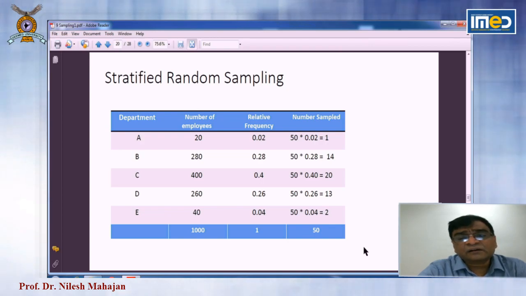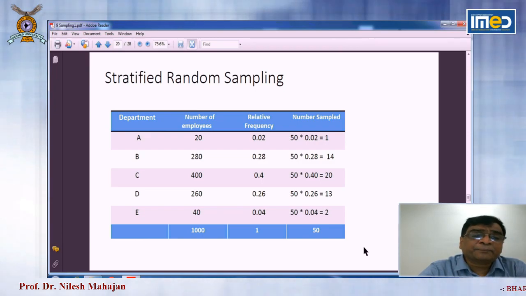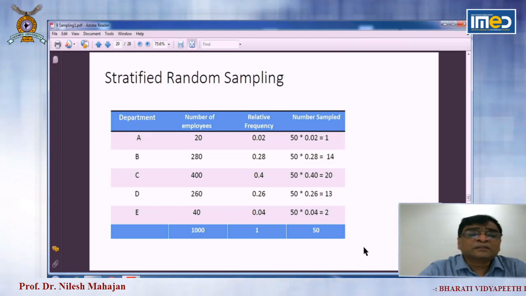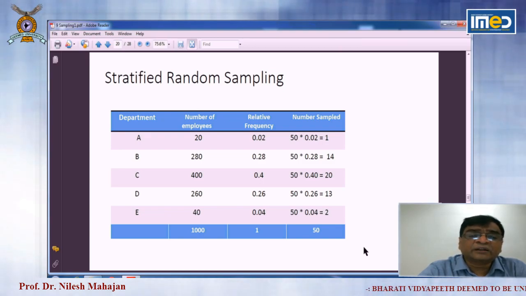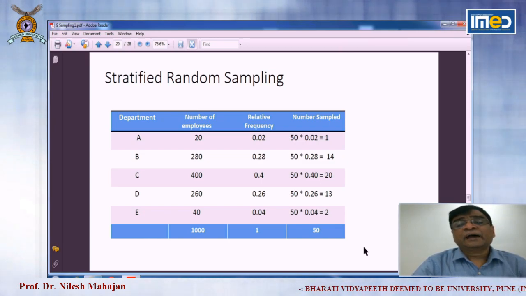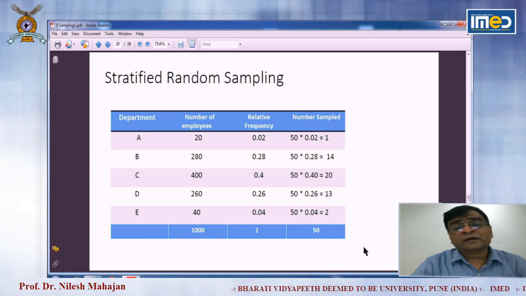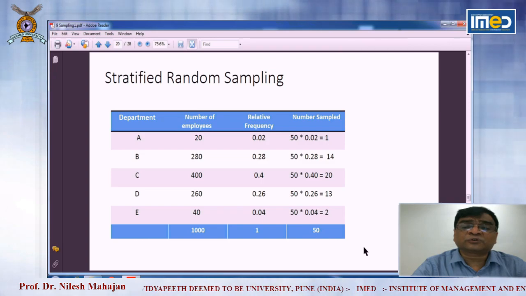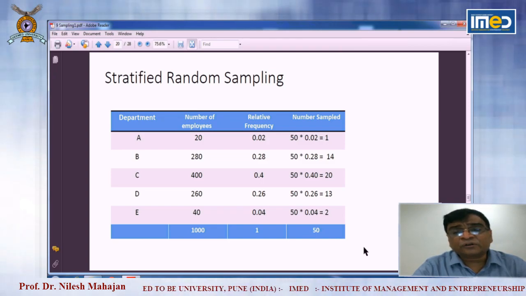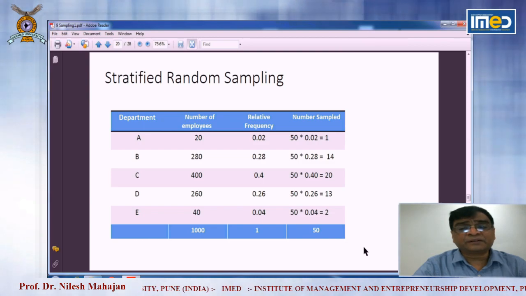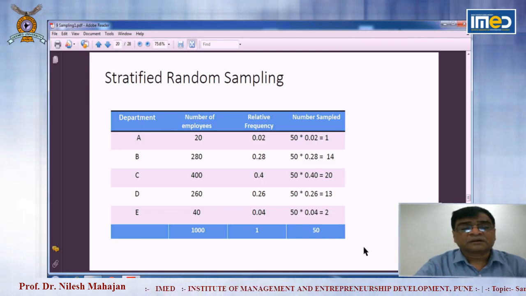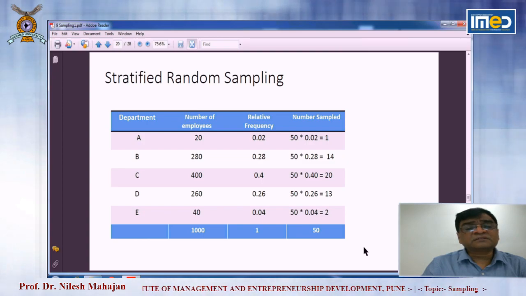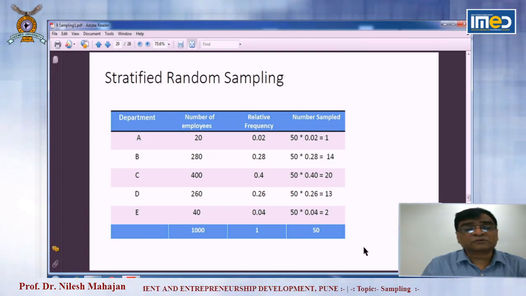First, we identify the relative frequency. It means we check that our employees are 1000, and we divide every department by 1000. So, in department A, the relative frequency is 20 upon 1000, that is 0.02. The sample is 50, so we multiply 50 by 0.02, which equals 1. And so on, we calculate all of these. So we multiply by the number of samples, 50. The relative frequency sum is 1, because we know that total probability is 1.